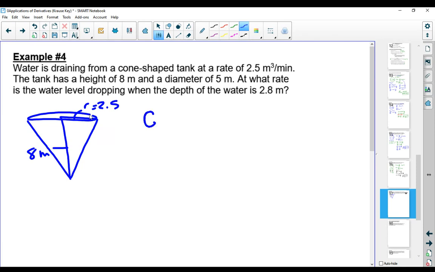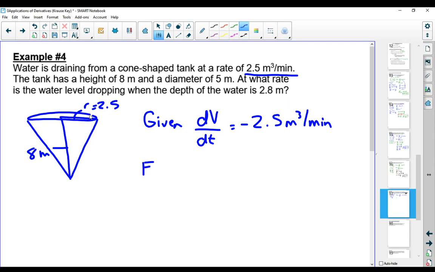When we look at what we're given, the rate of volume changing. So the derivative of volume with respect to time is negative 2.5 meters cubed per minute. And we're being asked at what rate the water level is dropping. So I'm choosing to use that as h. So we're asked to find the change in height with respect to time. If you'd wanted to use the change in depth with respect to time, that's fine. It's just that in our cone formula, I usually use h. And so we're asking for that when the height is 2.8.